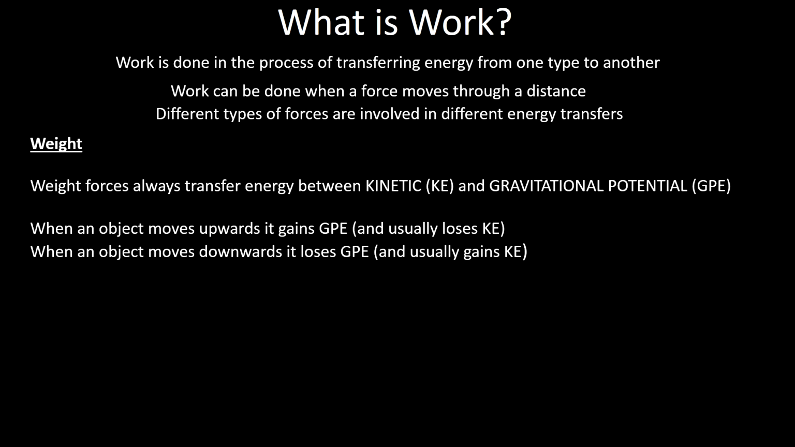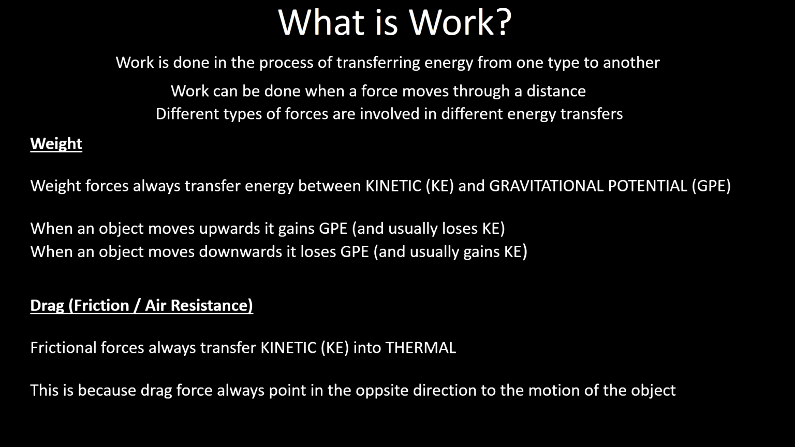When an object moves down, the opposite happens. It loses gravitational potential energy and usually gains kinetic energy. We have to say the usually there because other forces that are present can influence that. Okay? So the other useful force to know about is forces that are grouped together under the term drag. That includes things like friction and air resistance. And frictional forces are in some ways easier. They always transfer kinetic energy into thermal if the object is moving. That's because the drag forces by definition always point in the opposite direction to the motion of the object. So if an object is moving to the right, the drag forces on it will be pointing to the left.